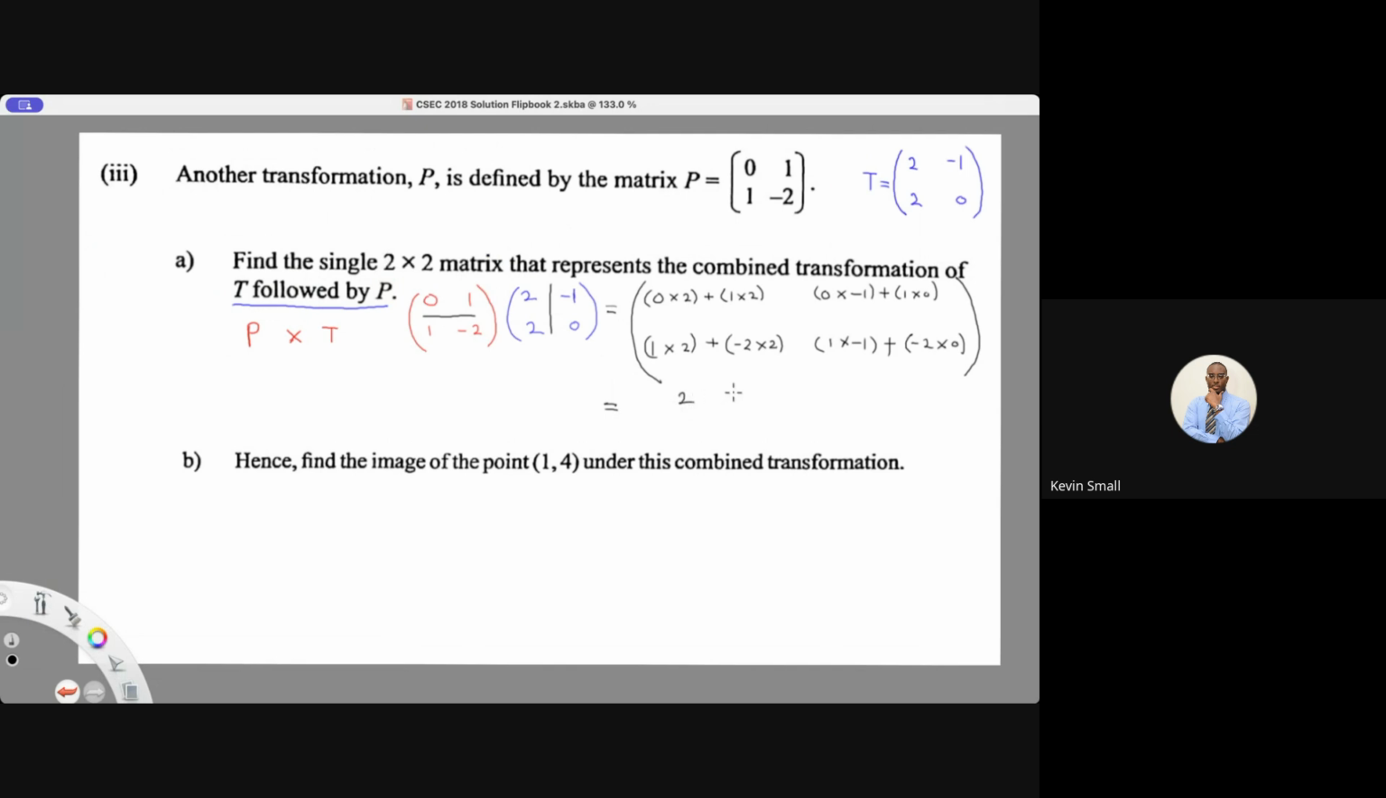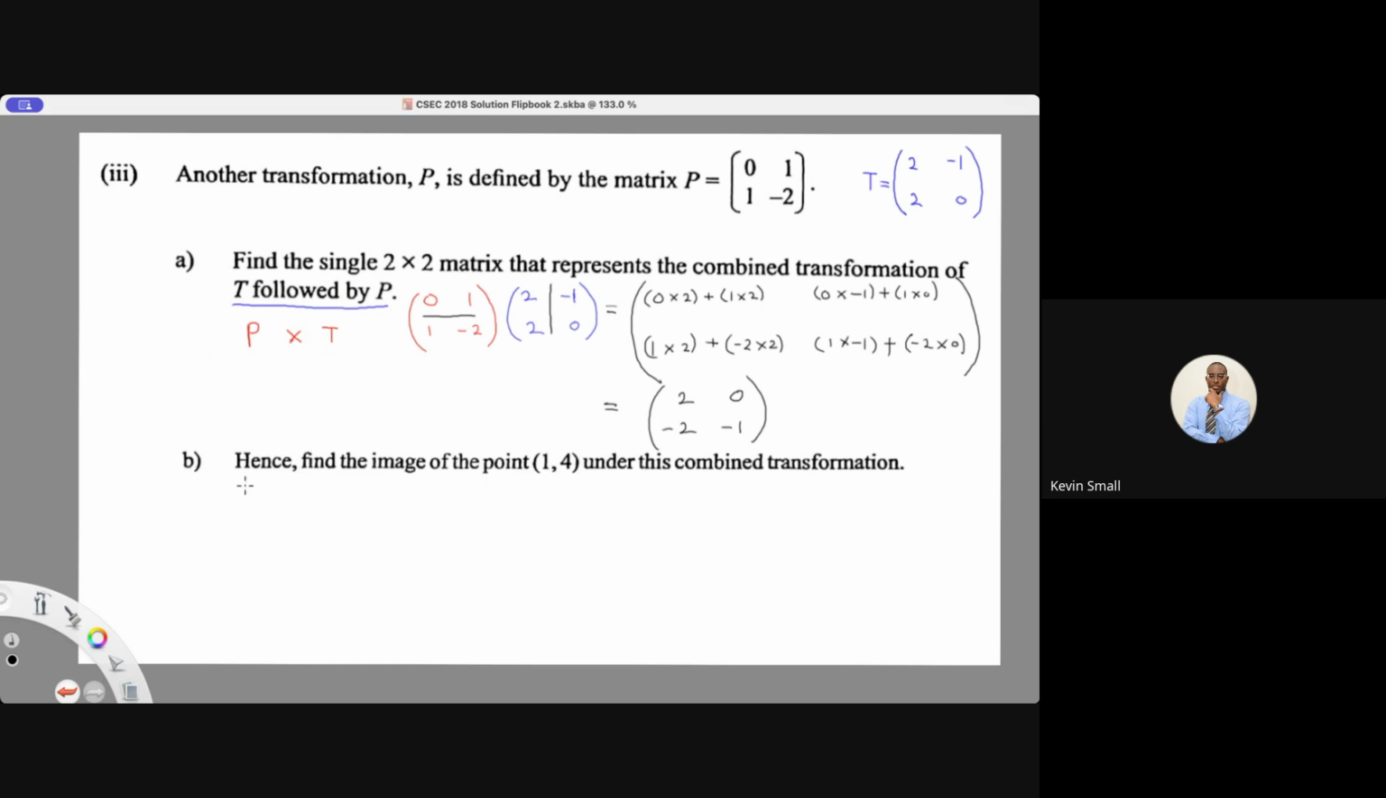So 2, 0, negative 2, and negative 1 is the combined transformation. The only thing to remember is that you put the second one first and the first one last. That's the weirdness of this transformation thing. When you're combining two matrix transformations, the last transformation goes on the left and the first transformation goes on the right. That's the only thing you have to remember.